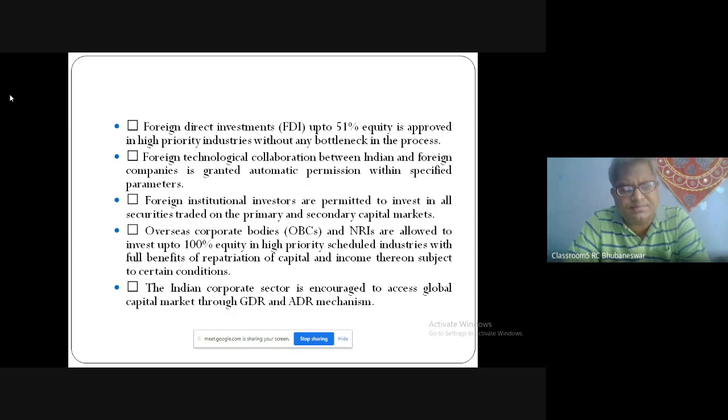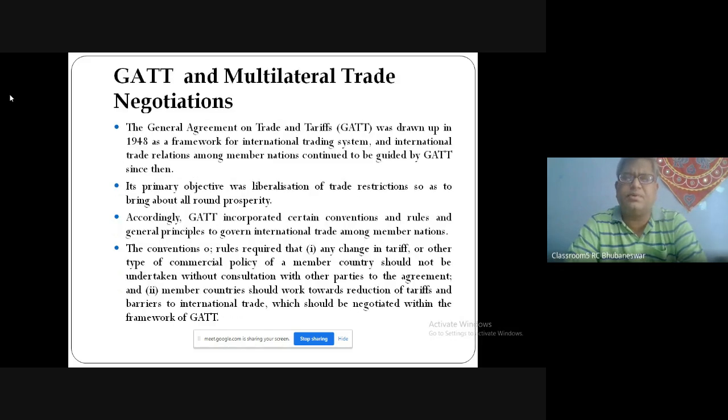GDR means Global Depository Receipts. ADR means American Depository Receipts. It means, suppose I want to purchase a share from a US company, or I want to invest some amount in some other country, it is not directly possible to purchase. It goes through the GDR system and the ADR system, through which it can be purchased. It is a mechanism through which you can invest in a particular type of capital market.